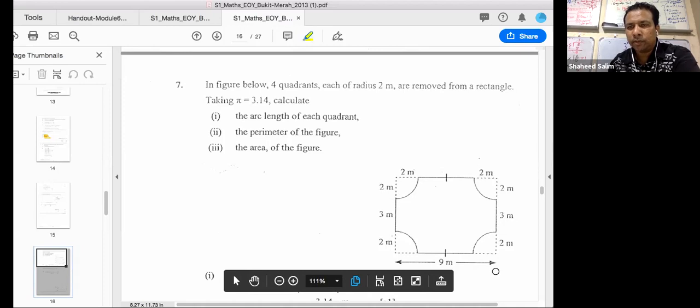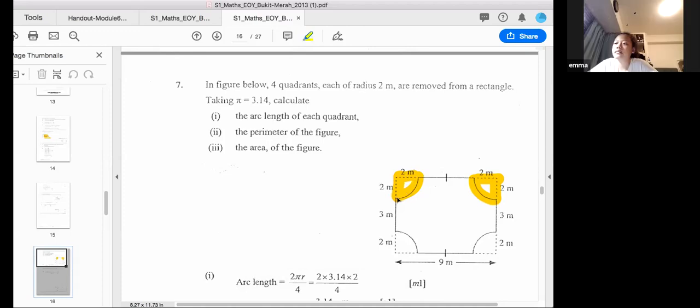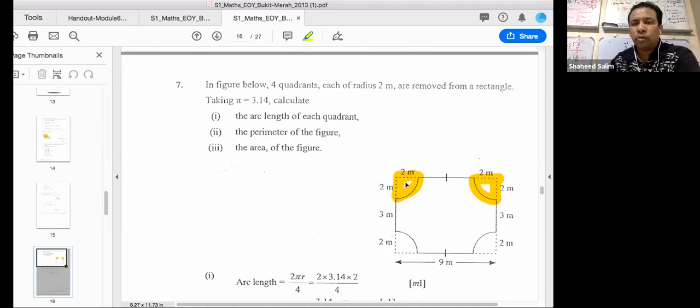Can you see that? Can you imagine that, right? If you can imagine that, that means you know how much you will be cutting out from here. So they ask you what is the arc length of each quadrant. This arc length down here. Why don't you find the circumference of the circle along here?